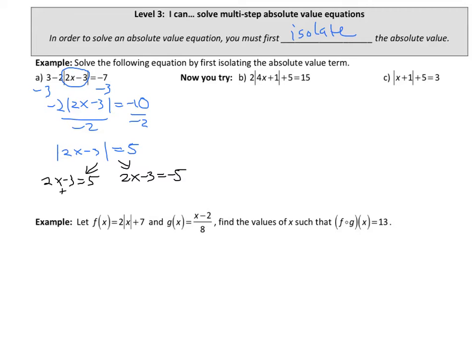Add 3 to both sides. We get 2x equals 8. Divide by 2. We get x equals 4 as one solution. In our other equation, add 3 to both sides. We get 2x equals negative 2. Divide by 2 on both sides, and we get x equals negative 1. And those are our two solutions.